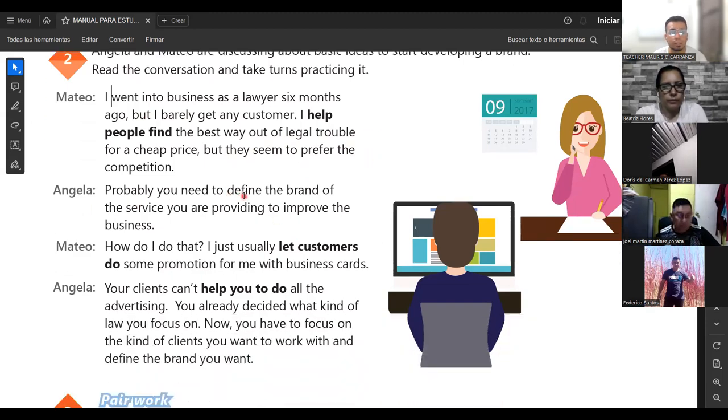Probably you need to define the brand of the services you are providing to improve the business. How do I do that? It will be like how do I, how do I do that? How do I do that?